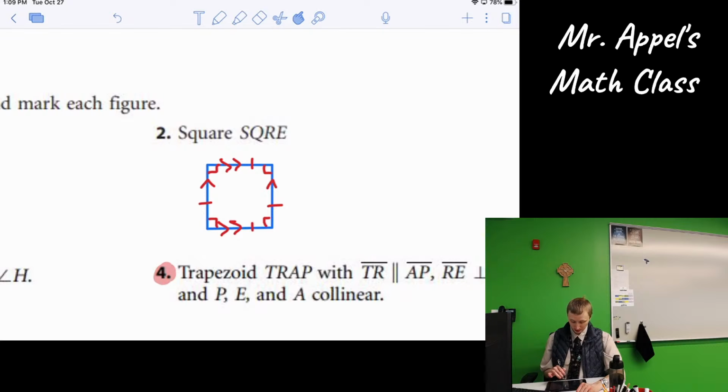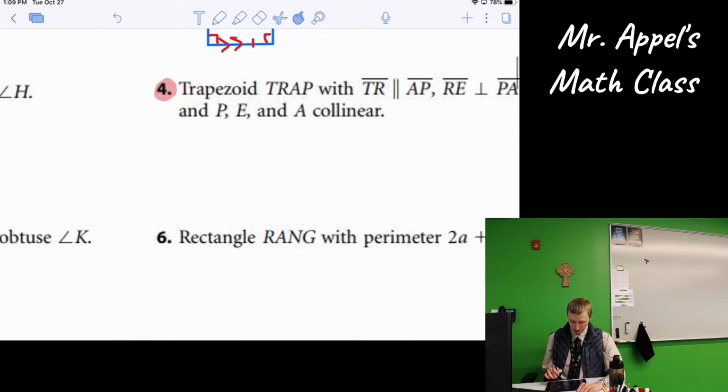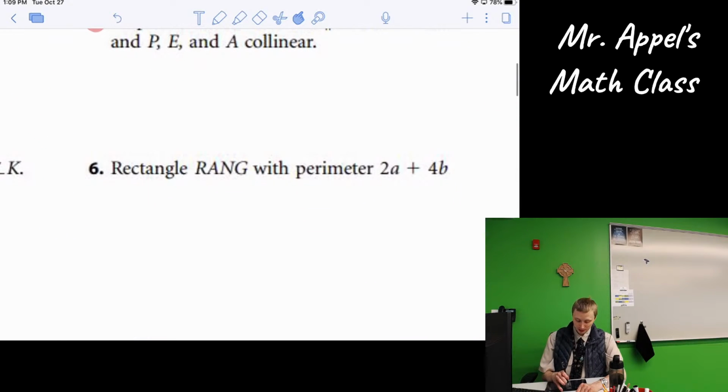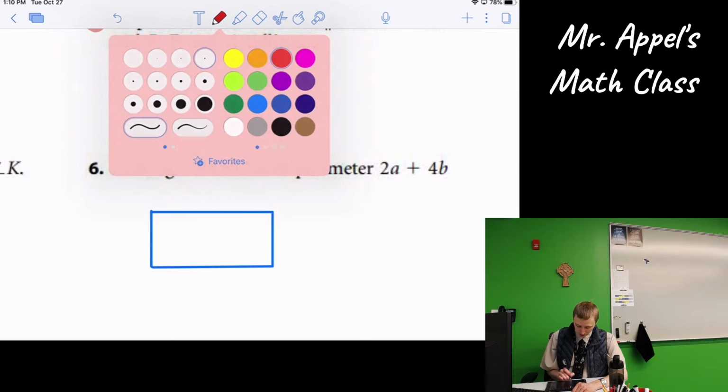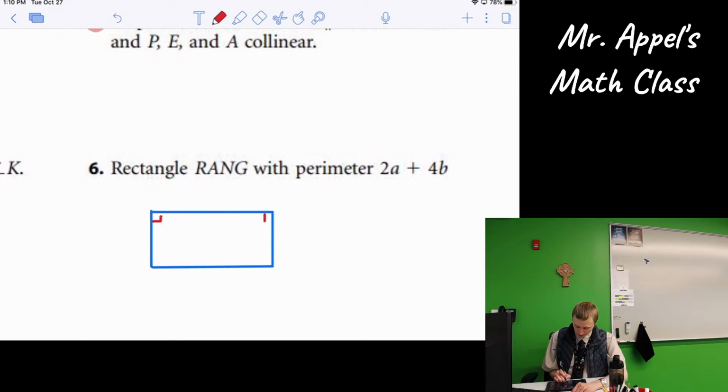Okay, I'm going to skip around a bit. Down here on number 6, they ask for rectangle. A rectangle is a special kind of parallelogram, but instead of the congruent sides, what we get is congruent angles. We make all four angles into right angles. We end up with a rectangle. Opposite sides are still parallel. Please mark them as such.